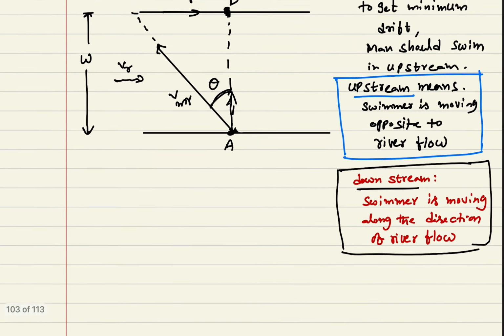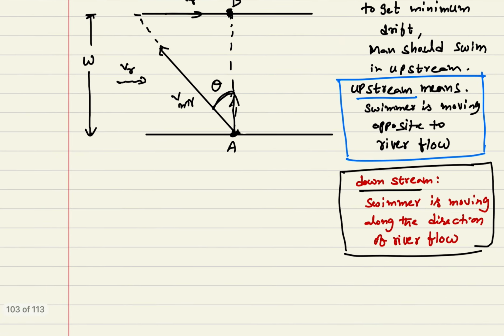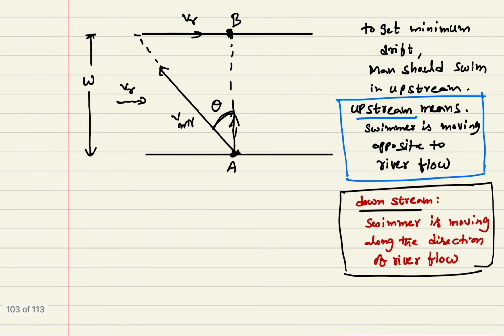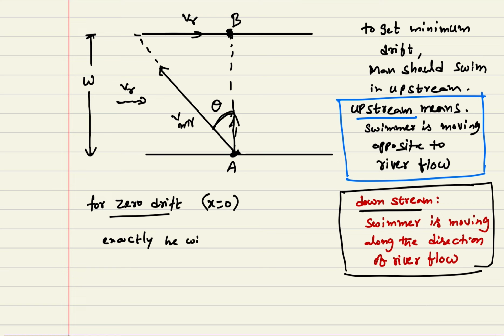Next one. Now he has to go upstream. If he is moving upstream, he will reach by the shortest path. Suppose you want to get zero drift. For zero drift, x is equal to 0. x equal to 0 means he will reach exactly point B.